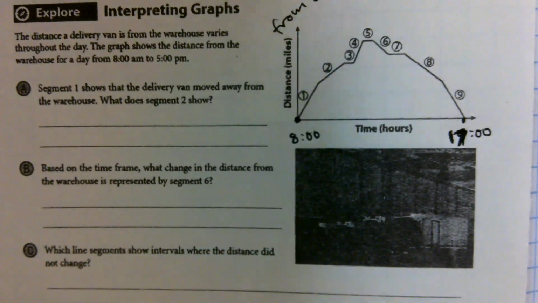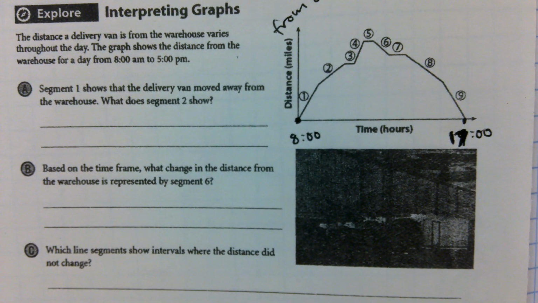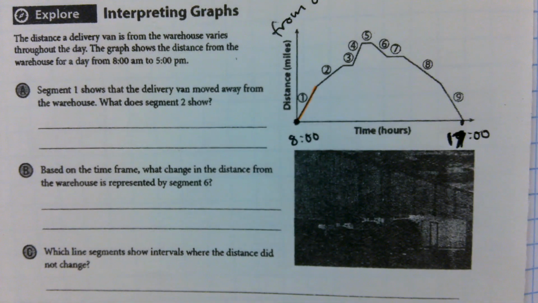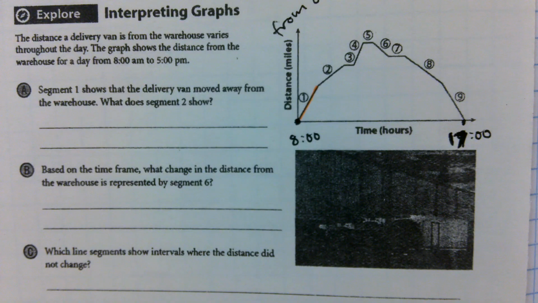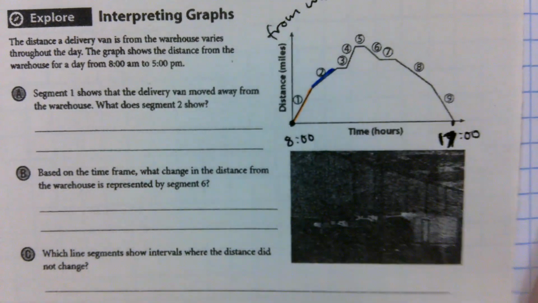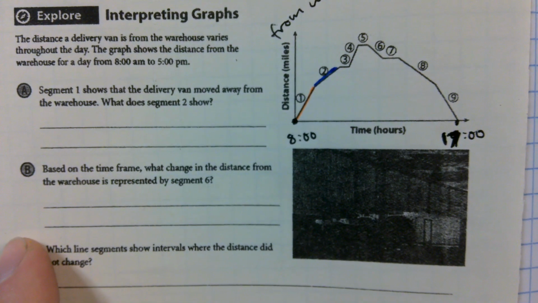So, segment 1. Where's segment 1? I'm going to do segment 1 in orange. Segment 1 shows that the delivery van moves away from the warehouse. Okay. What does segment 2 show? Can someone with a hand tell me what does segment 2 show? Liana.